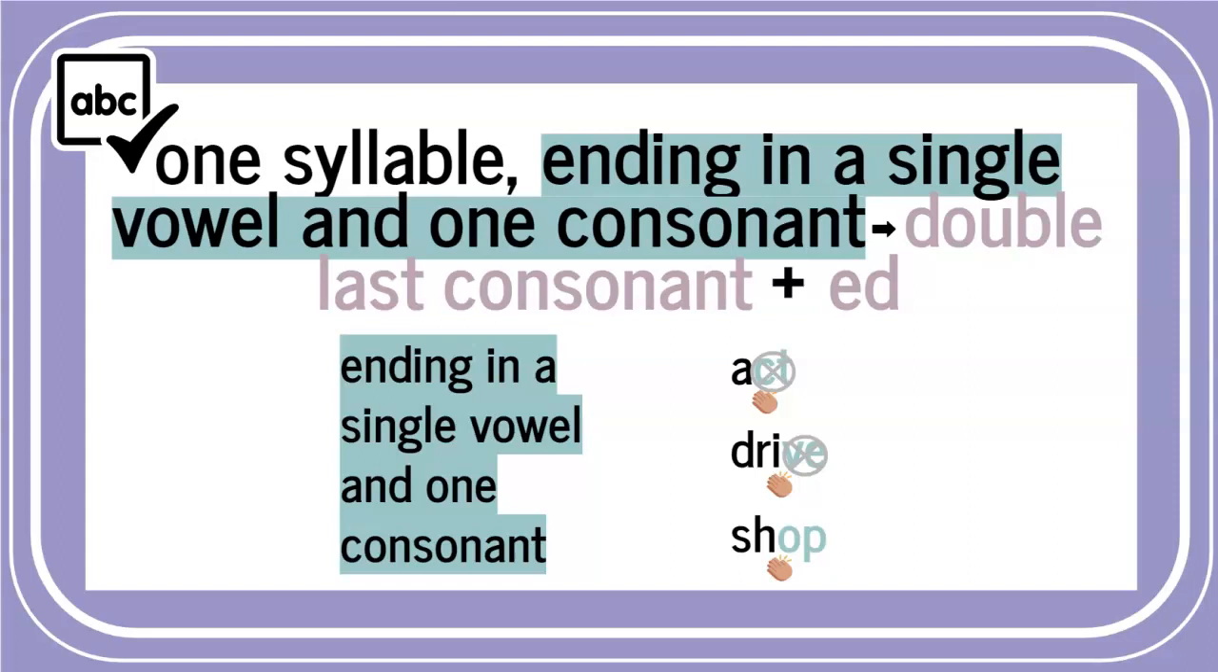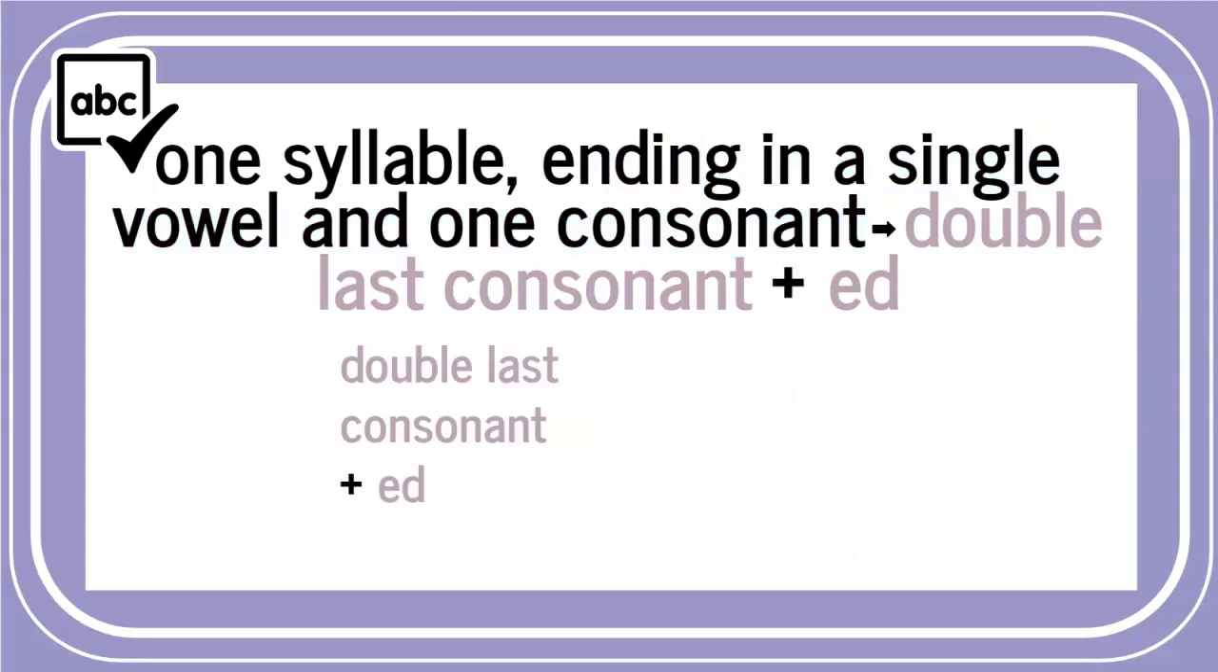Shop. OP is the last 2 letters. Can we use this rule? It's a vowel and a consonant. The answer is yes, we can. So for shop, we will follow this rule of doubling the last consonant and adding ed. All right. So let's look at some examples, other verbs that we can follow this rule.